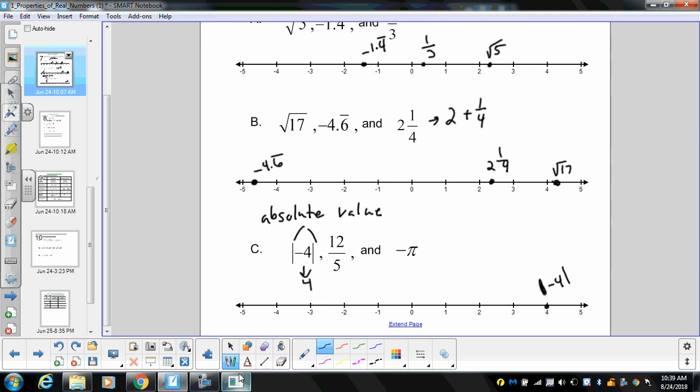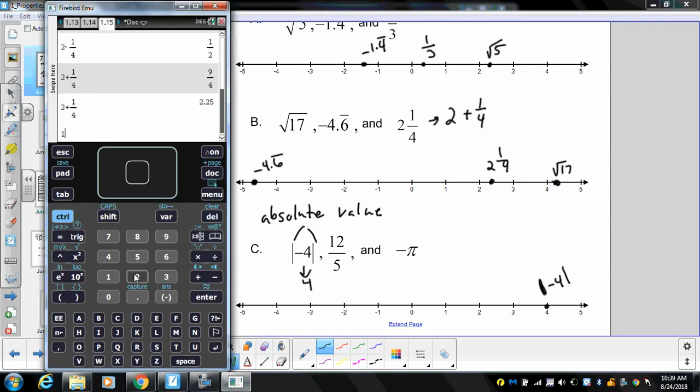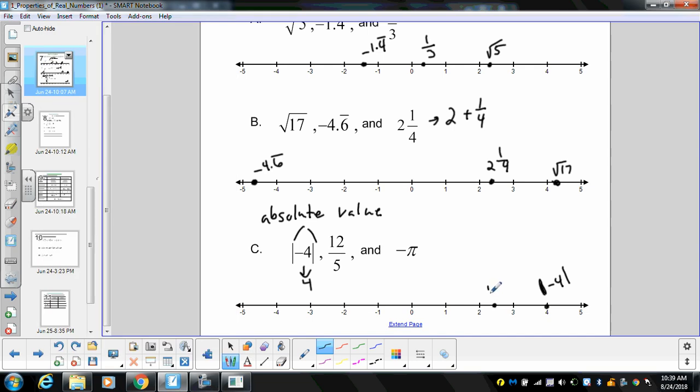And we've got 12/5, which is an improper fraction. If you don't know it, you can type in your calculator 12 divided by 5. Control Enter, and we see it's 2.4. So we can go about halfway between 2 and 3 and write our fraction 12 over 5.